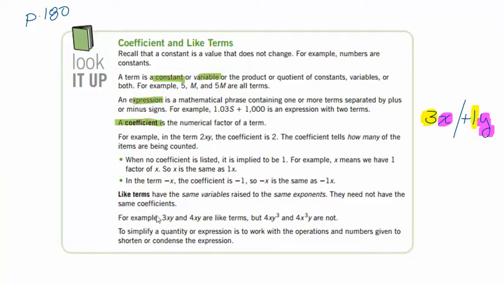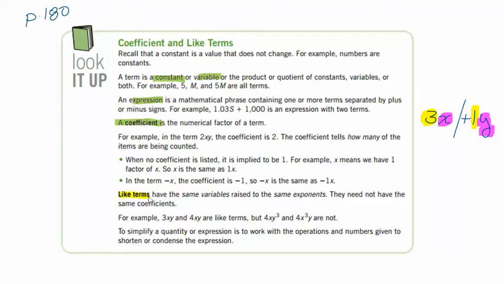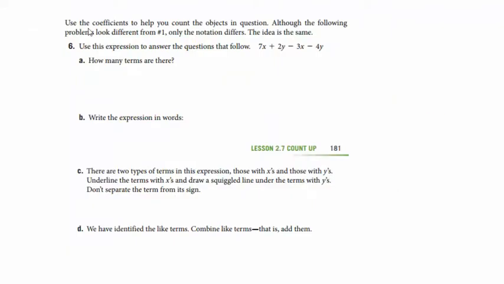Now, if terms have the same variables, then they're called like terms. And we've got some examples coming up here. So let's just look at some examples. I think that's the easiest way to go over these guys. All right. Use the coefficients to help you count the objects in each question. Although the following problems look different from number 1, only the notation differs. The idea is the same.